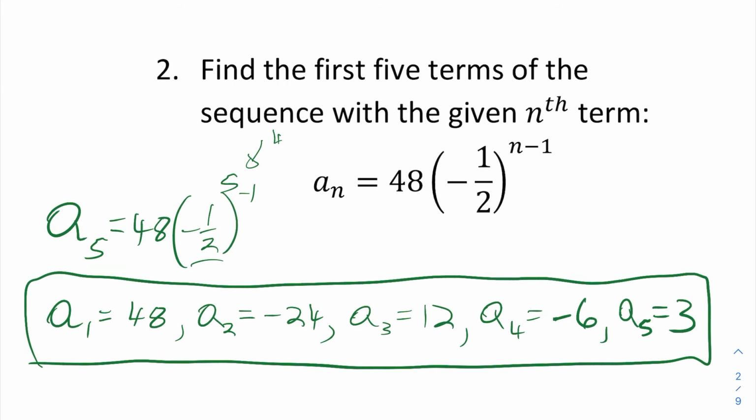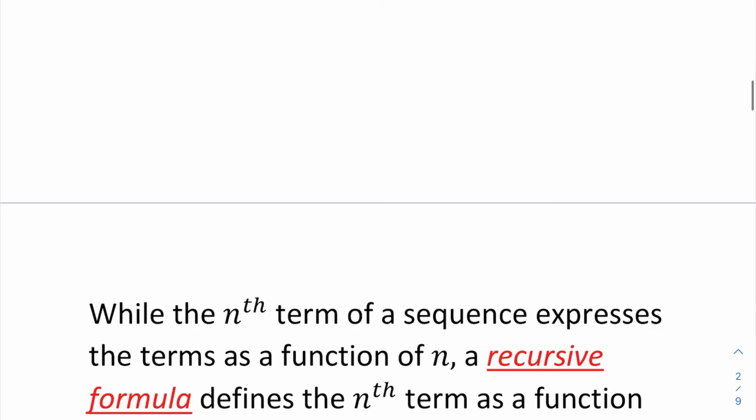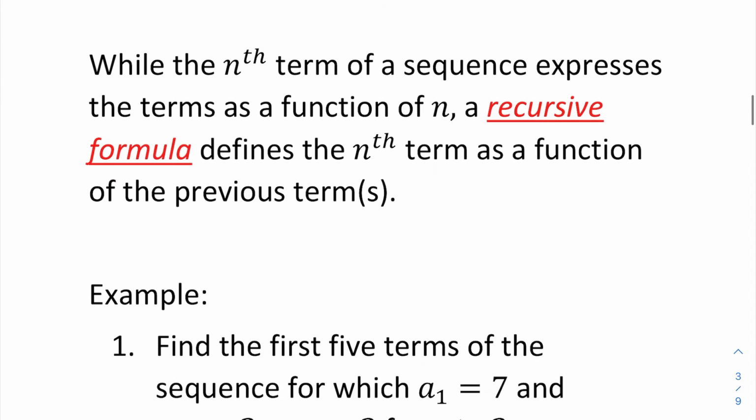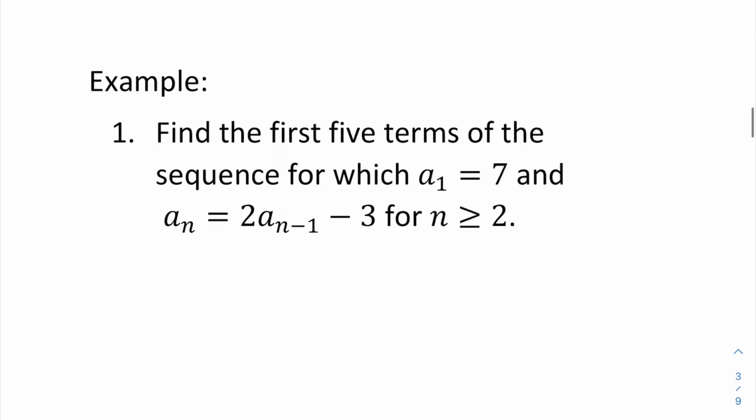Now both of these sequences were defined with the general nth term, which defines terms of a sequence based on the value of n. There's another way to describe the terms of a sequence. While the nth term of a sequence expresses the terms as a function of n, a recursive formula defines the nth term as a function of the previous terms. So instead of n being in the expression, it'll be an minus 1, the previous terms. So let's see. Here's an example.